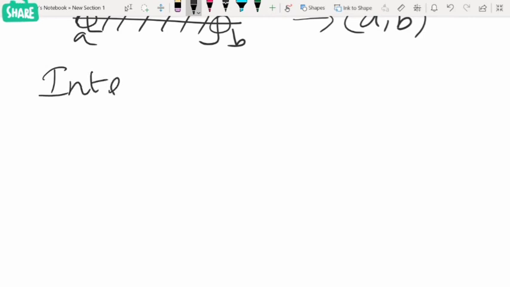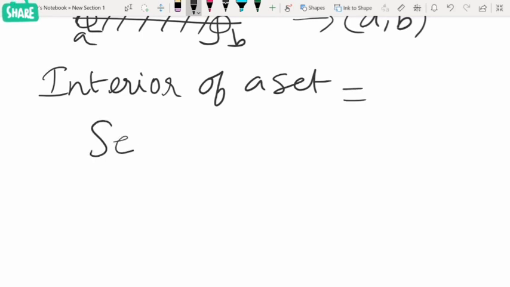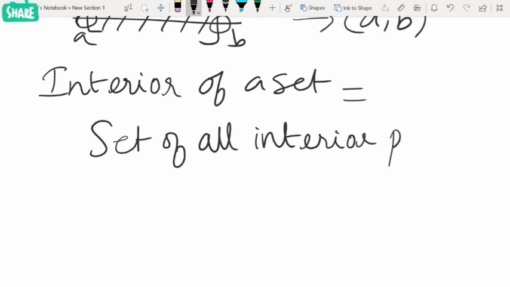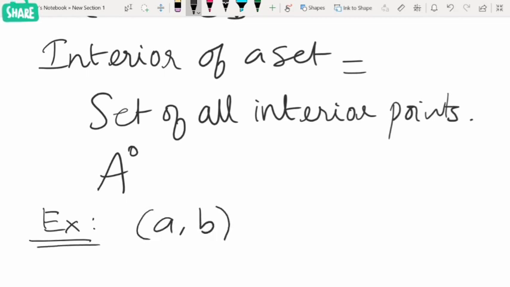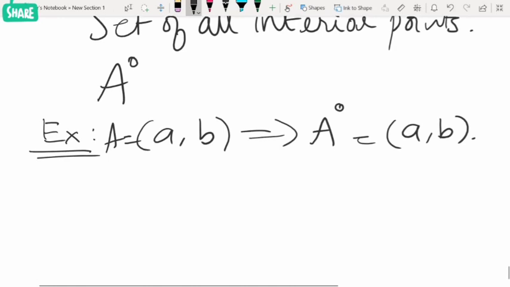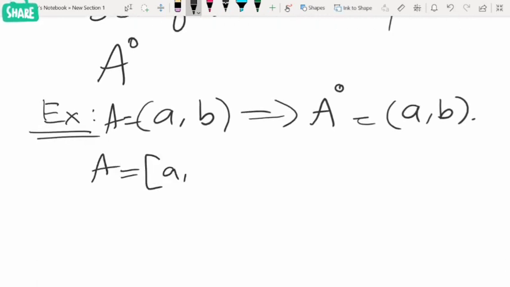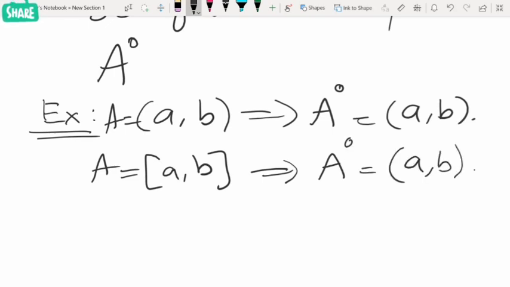What is meant by the interior of a set? This is nothing but the set of all interior points, and it is denoted by A naught. For example, take the open interval (a, b). If this is A, then A naught is the open interval (a, b). And if A is the closed interval [a, b], then A naught is the open interval (a, b).